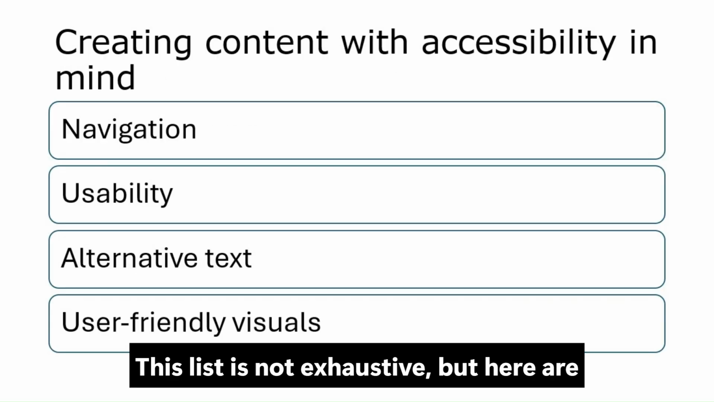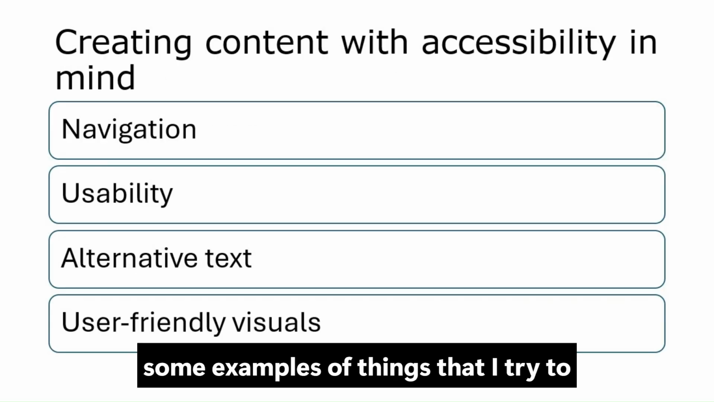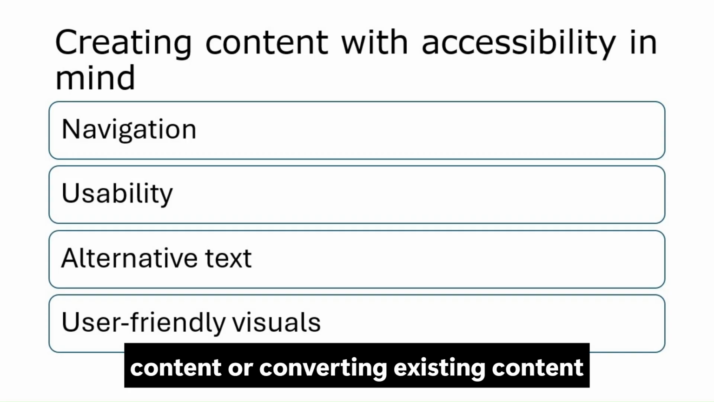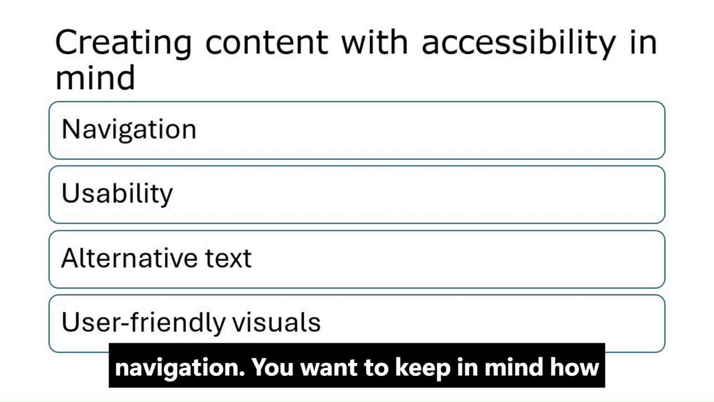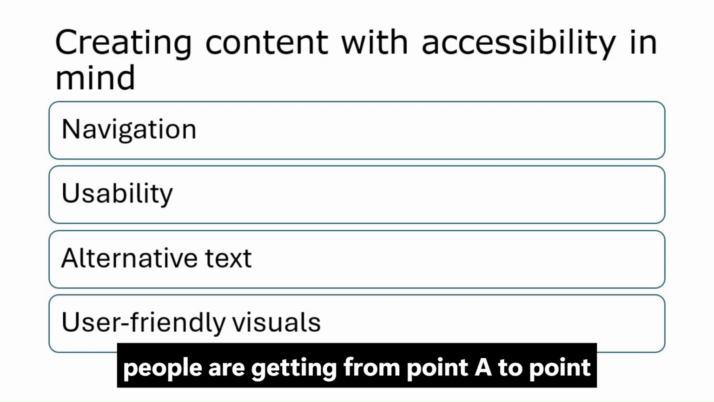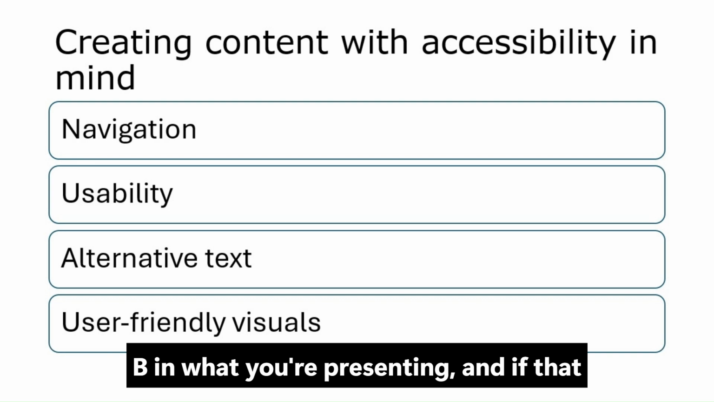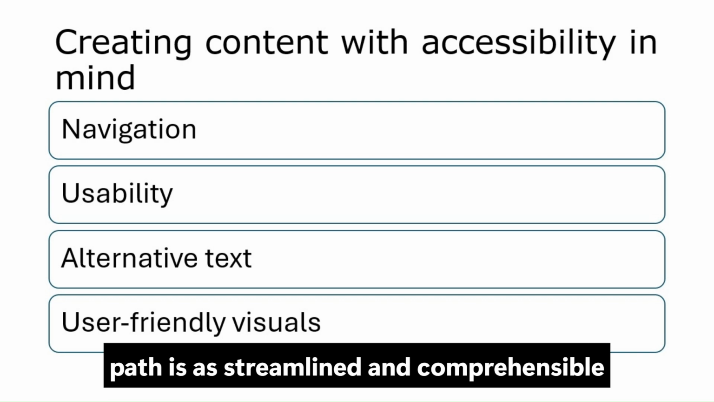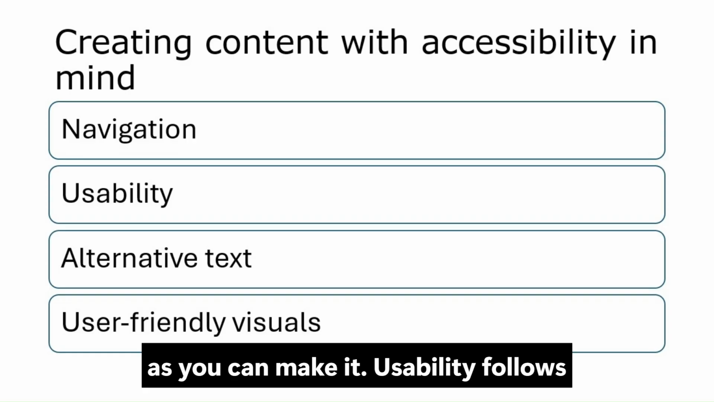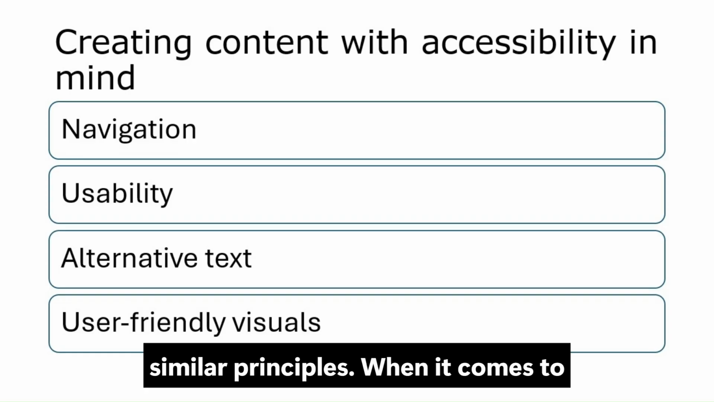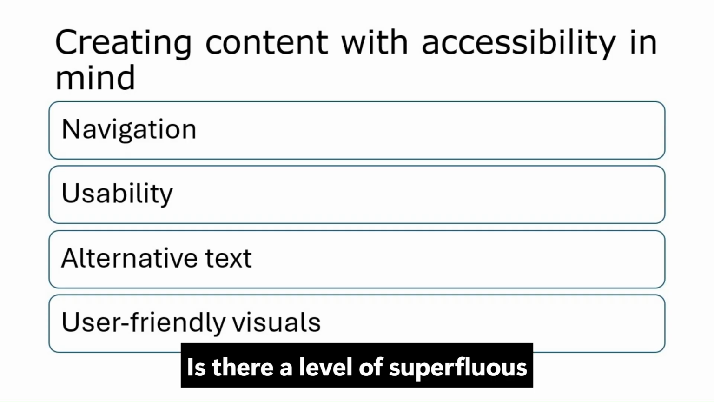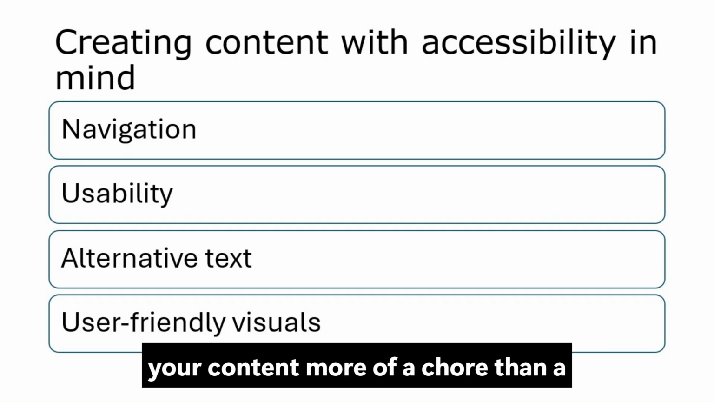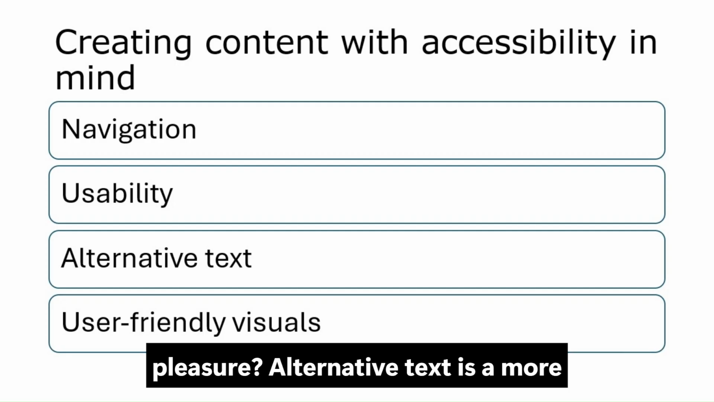This list is not exhaustive, but here are some examples of things that I try to keep in mind while making accessible content, or converting existing content into a more accessible medium. First off, navigation. You want to keep in mind how people are getting from point A to point B in what you're presenting, and if that path is as streamlined and comprehensible as you can make it. Usability follows similar principles. When it comes to interaction, are things straightforward? Is there a level of superfluous complication that makes interacting with your content more of a chore than a pleasure?